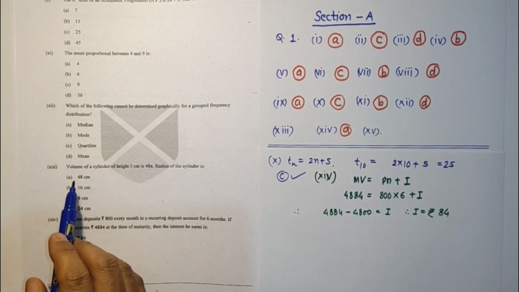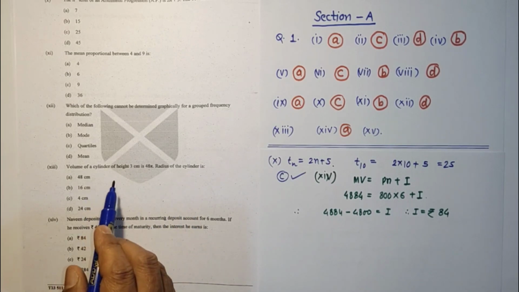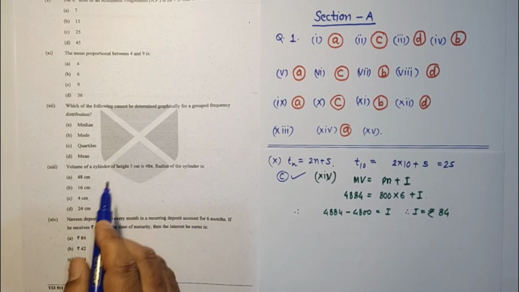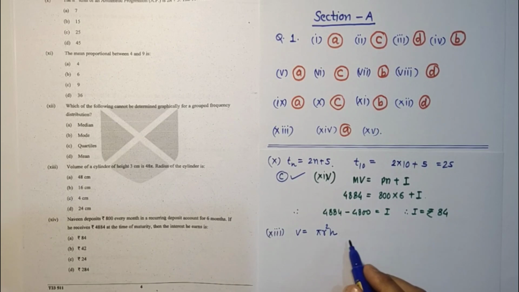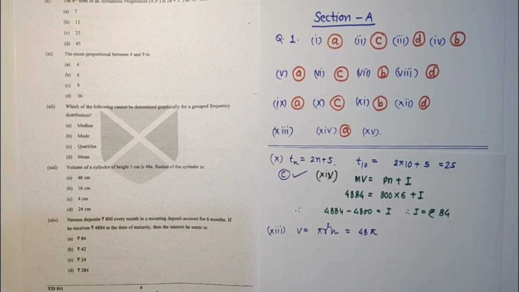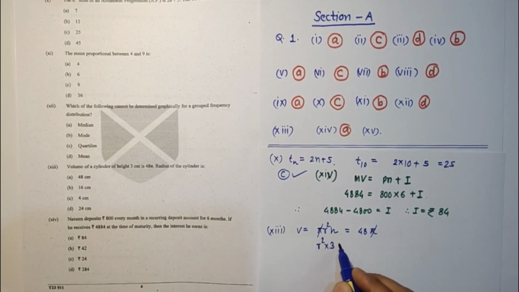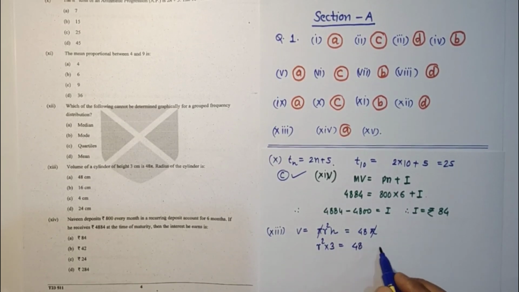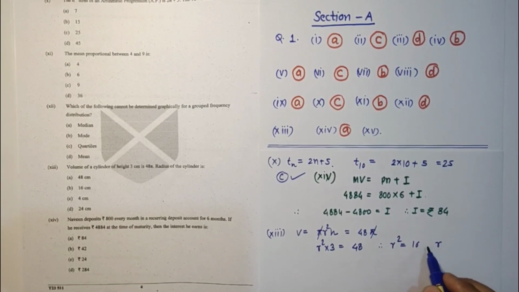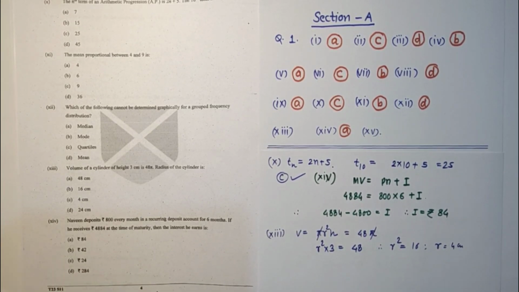Let us do the 13th question. I forgot this one. The volume of a cylinder of height 3 is given, and we need the radius of the cylinder. The volume of a cylinder formula is pi r square h, which is given as 48 pi. Height is given as 3. So r square into 3 is equal to 48. Therefore r square is 16, and therefore r is square root of 16, that is 4 centimeter. So option C, 4 centimeter, is correct.